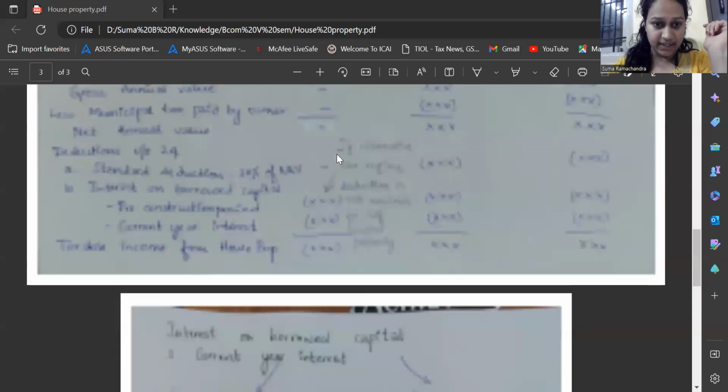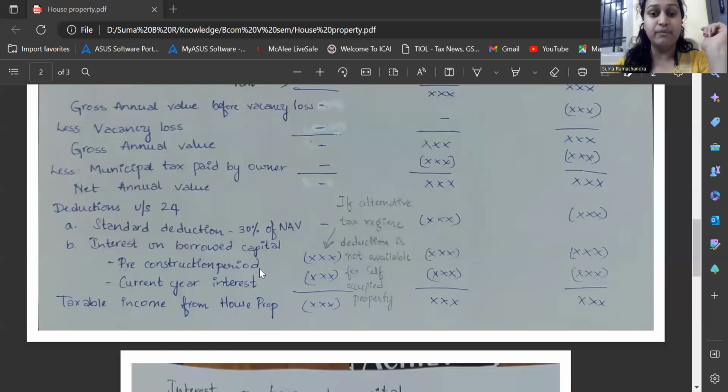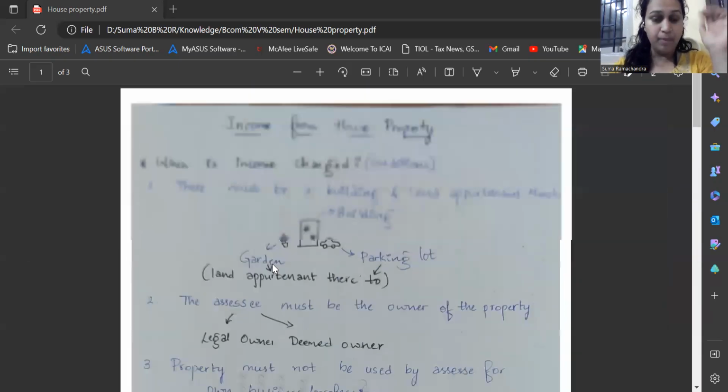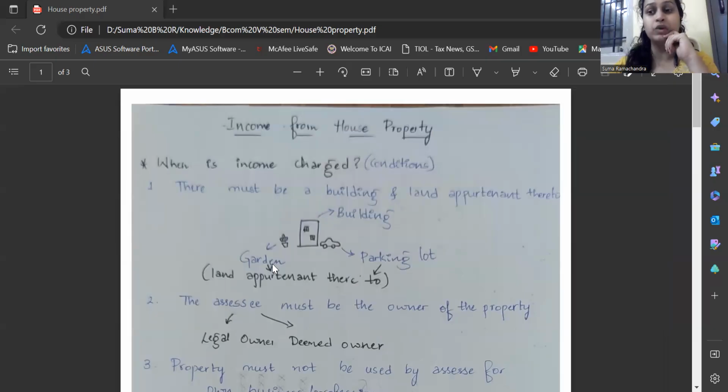Here, what is pre-construction period interest? I'll be getting 1/5 of the deduction for 5 years once I complete the construction. This sums up whatever happens in income from house property.